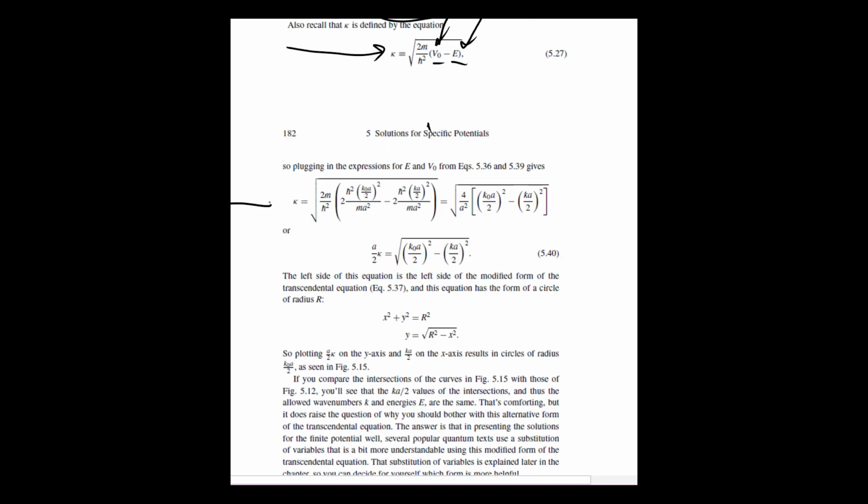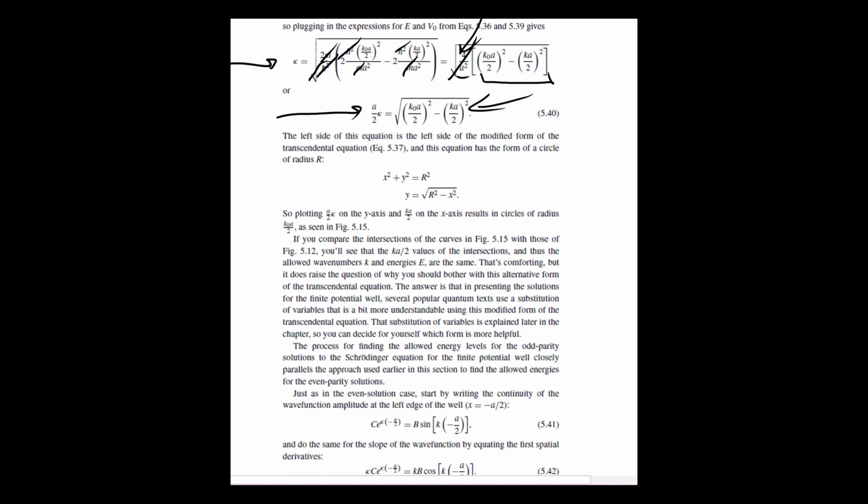Okay, it looks kind of messy, but you can see, for example, this h bar squared term cancels out there. This m goes away with that m. These 2's multiply to give us 4. The a squared is still there. But look at this. We get K0a over 2 quantity squared minus Ka over 2 quantity squared. So when we multiply that by a over 2, that moves inside and cancels this 4 over a squared, and we just get this. So is that a circle?